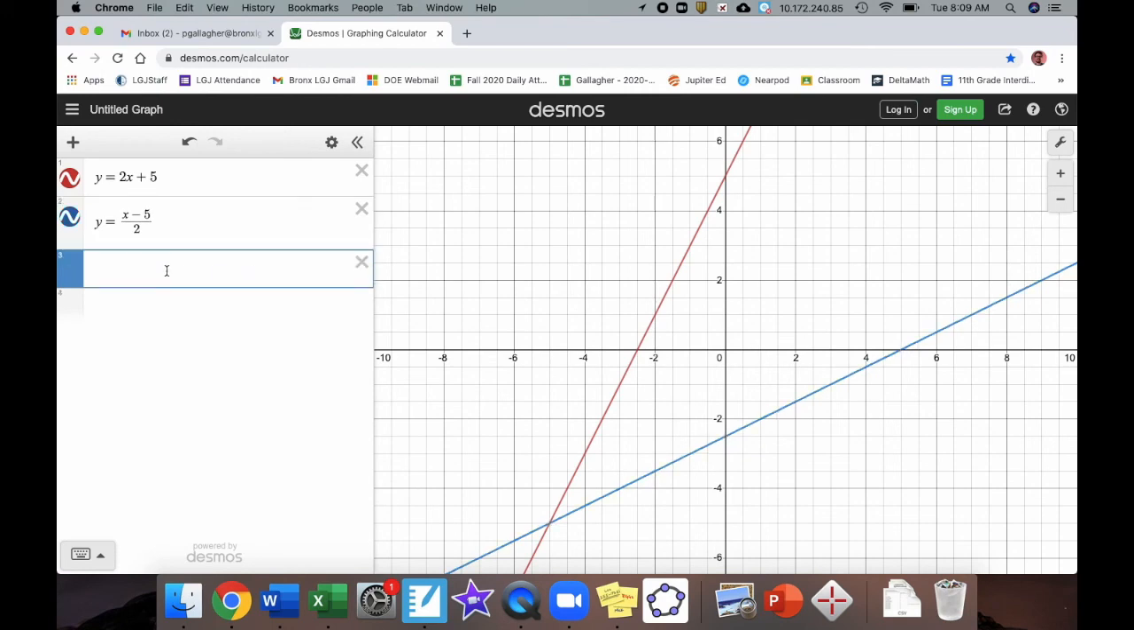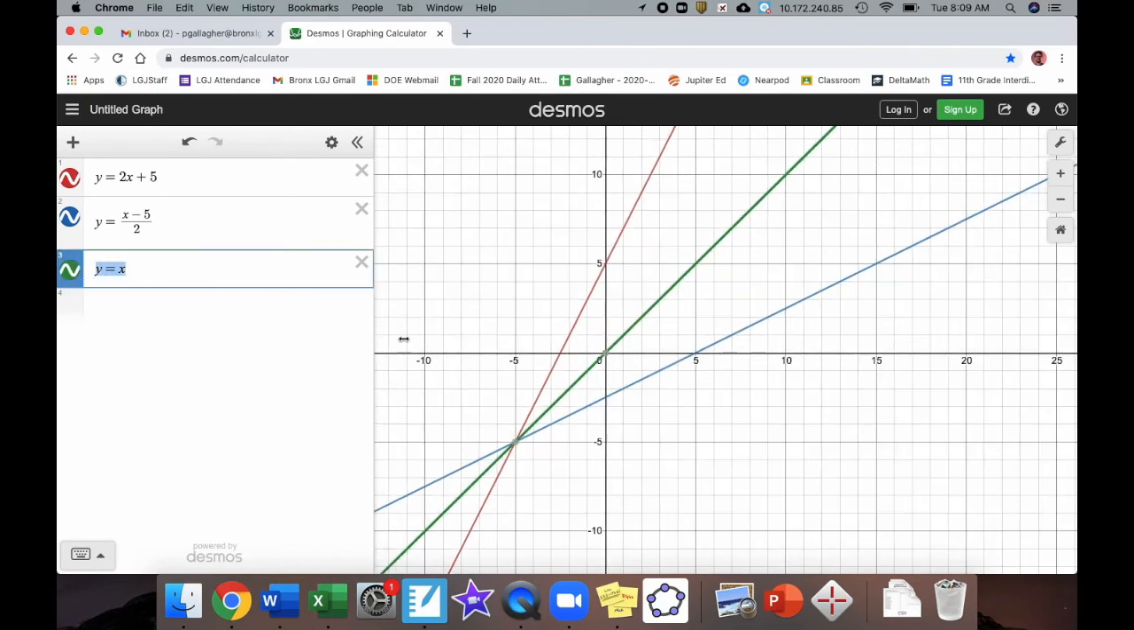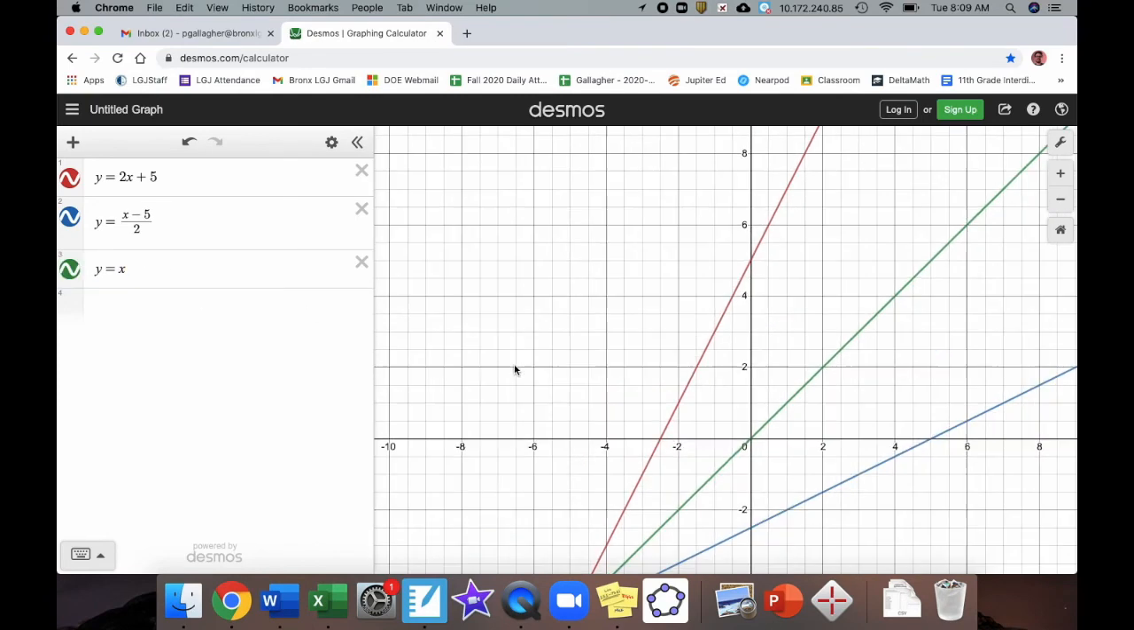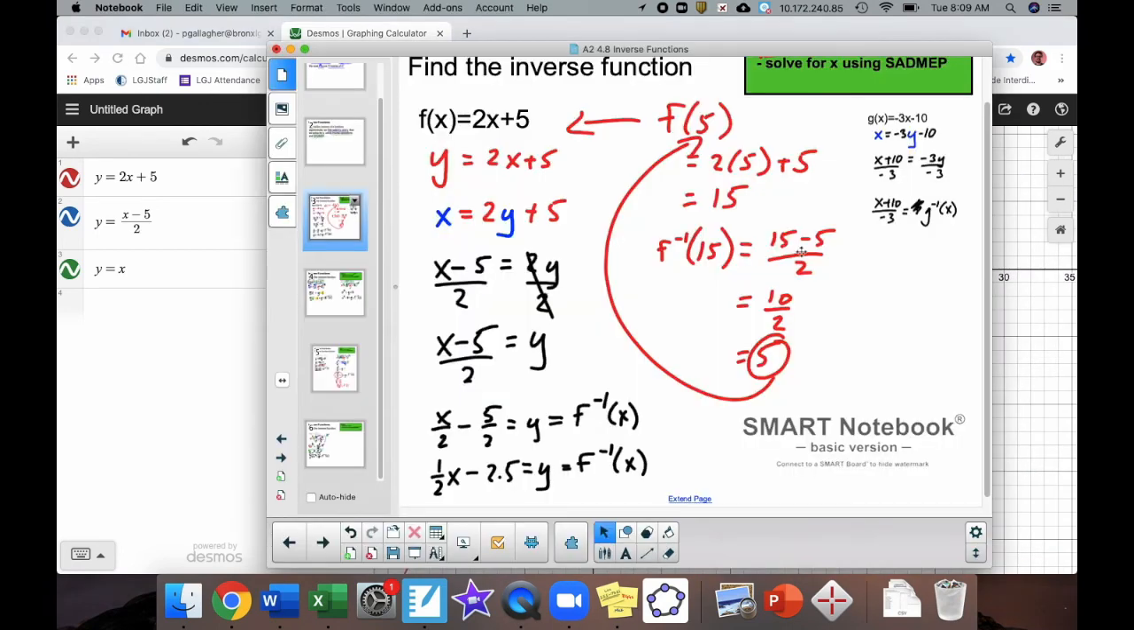Now, you're going to see a particular relationship here. These are being reflected over the line y equals x. They're mirror images of each other over that line. If they're going to intersect, they're going to do it on that line. And we can check that with all of our inverses.